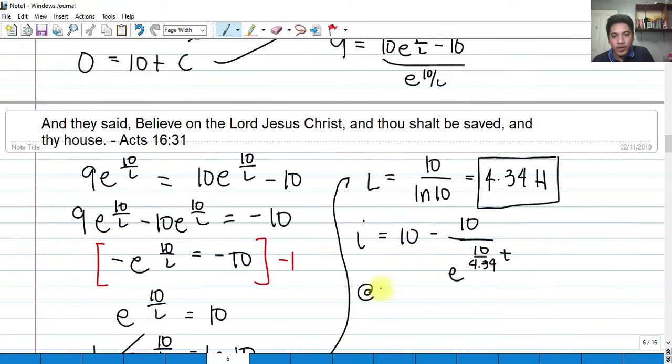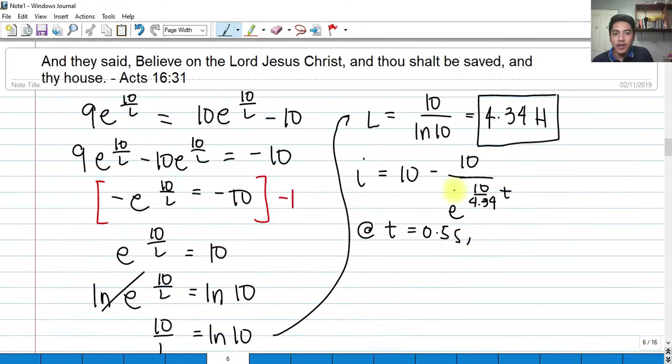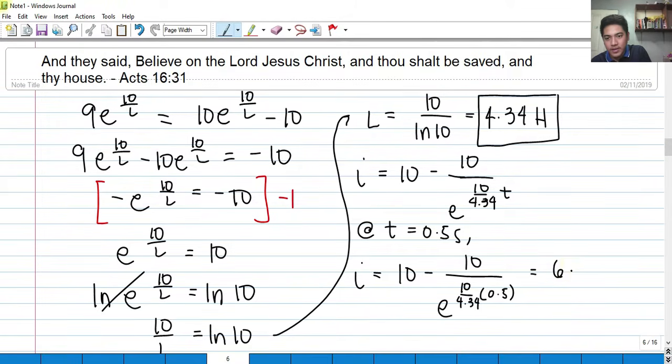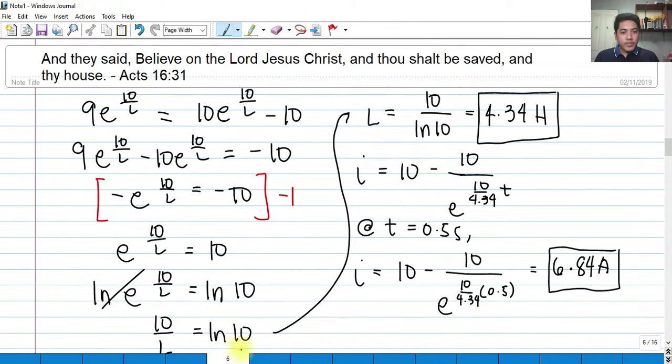So if we're going to solve for the current at time t equals 0.5 second, we can simply plug in the value of 0.5 second and solve for our current, since we already have the model equation for our problem. So we have 4.34 multiplied by 0.5. And let me just solve this. So we have 10 minus 10 over e raised to 10 over 4.34 times 0.5. And the current is 6.84 amperes. So 6.84 amperes. Okay, so that's the current. Okay, let's proceed to another example.